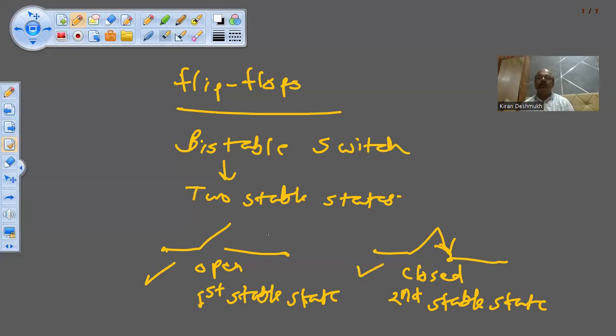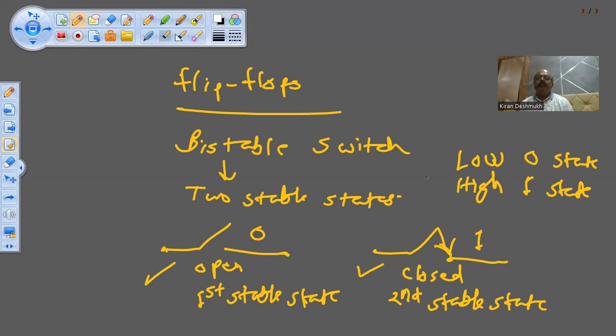Open I call it 0 and closed I call it 1. Let us call them 0 and 1 in the binary language. So a flip-flop will have either a 0 state or a 1 state. It will be either low or high. In terms of low and high, we can call it the low state and the high state.